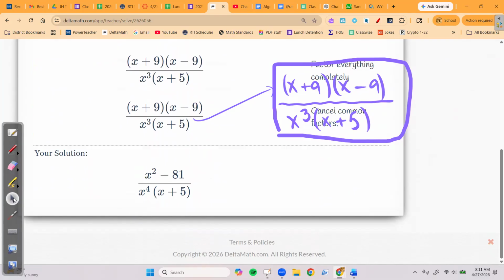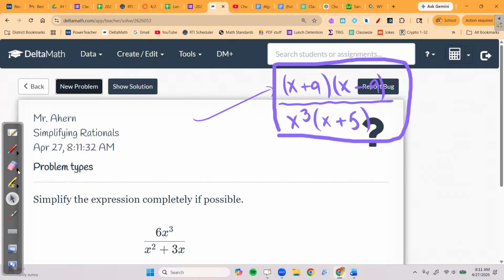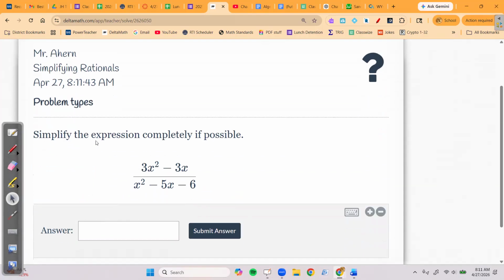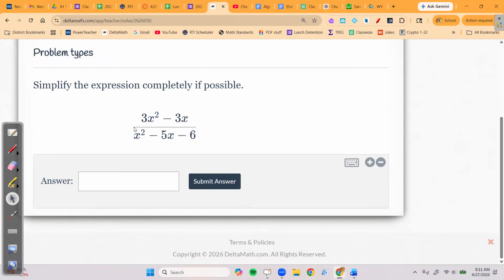Let me see if I can find anything else that's unique or different. I remember thinking that there were like three or four different situations. This one, I don't know, kind of the same. This one, let's try this one.